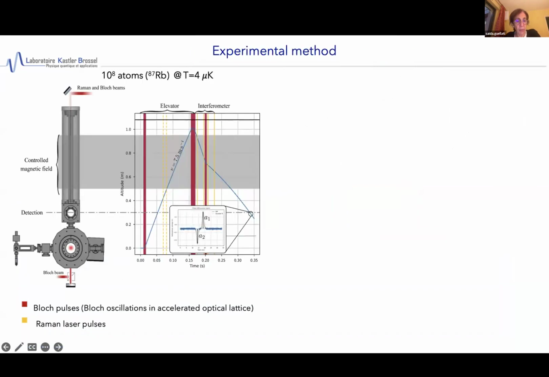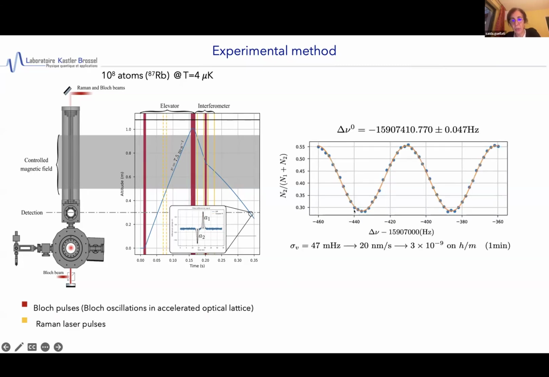The experiment is simple. We produce a cold atomic source here, and this is the trajectory of our atoms. We apply a Bloch oscillation sequence to perform what we call an atom elevator, and the atoms come there. And in this area, which is the interference area, we control perfectly the magnetic field. Then, during the free fall of the atoms, we apply our interferometer sequence or our measurement sequence, which consists of two pairs of Raman beams in yellow, and the red one is the Bloch acceleration that transfers 1000 recoils to the atoms. And finally, we measure the number of atoms here in this area in state 1 and in state 2 by using the time of flight technique.